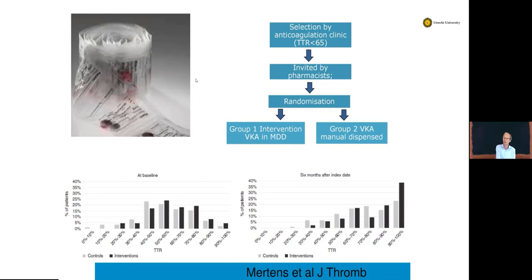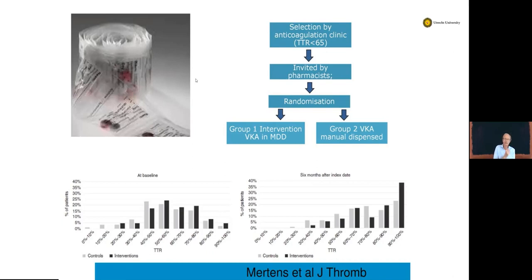Then the anticoagulation clinic sent a list of patients to the pharmacist in the region, and the pharmacist invited these patients and asked them, do you want to take part in a clinical trial? Then patients were randomized, and what was the intervention? The intervention was that patients would receive the vitamin K antagonist in a multi-dose dispensing system. Some people call them Baxter rolls, medication rolls. You see them in the picture.